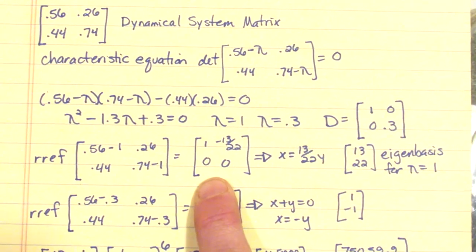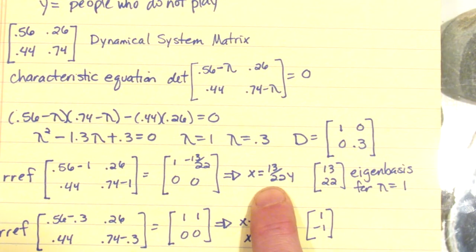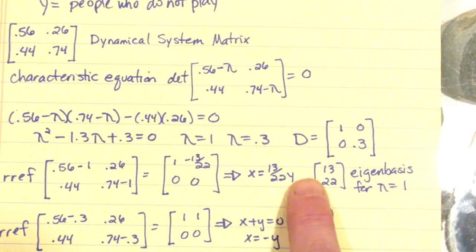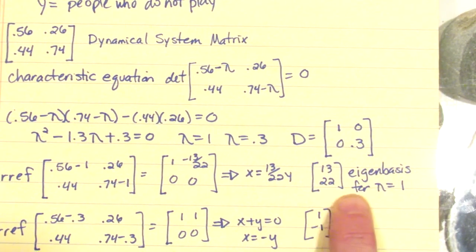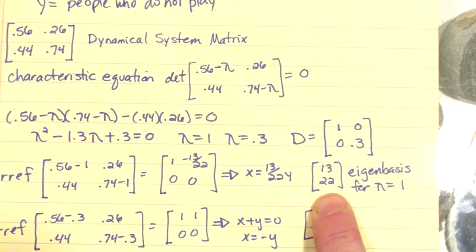This is what we end up with as the RREF form, and that gives us a solution for a basis vector of x equals 13 over 22 times y. If you let y be 22, then x would have to be 13. So I could use this as an eigenbasis vector for the eigenvalue lambda equals 1. I also could have used 1 for y and the fraction 13/22 for x. I just decided to work with whole numbers.